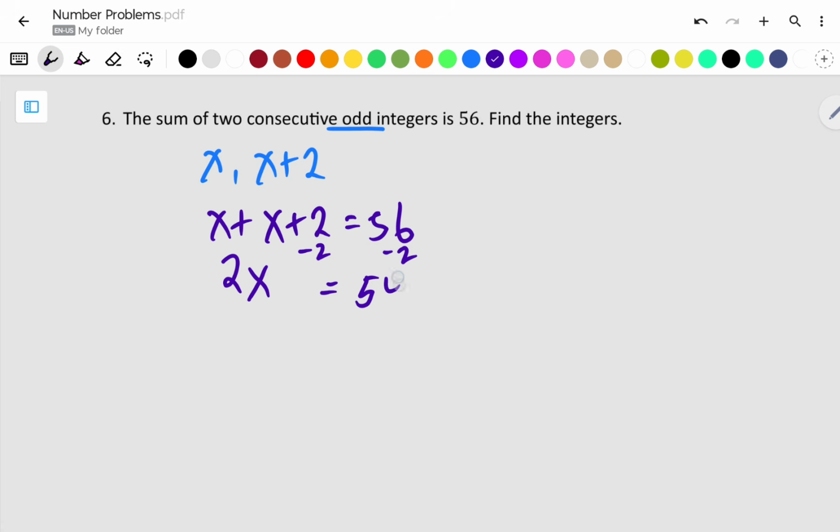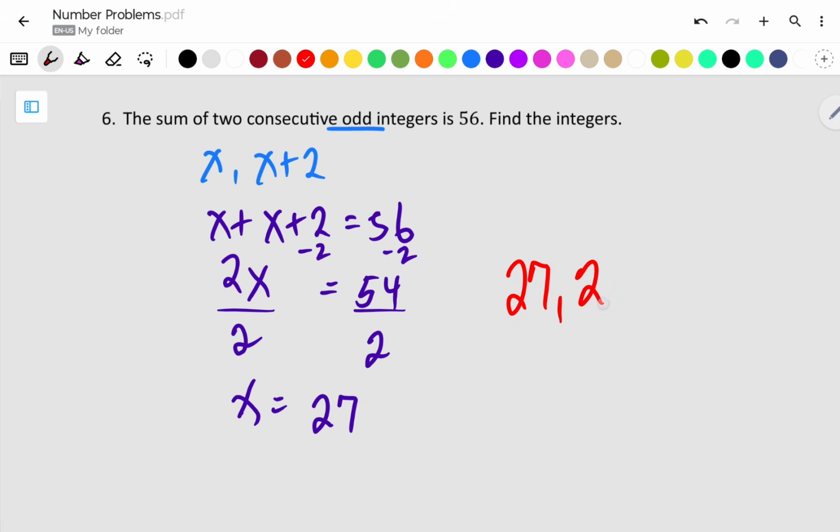Minus 2 on both sides, that is 54. Divide by 2, x equals 27. So if x is 27, x plus 2 is 29. Is the sum 56? Yes, correct.